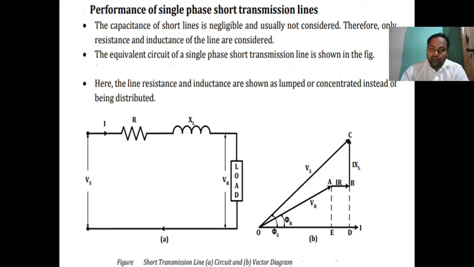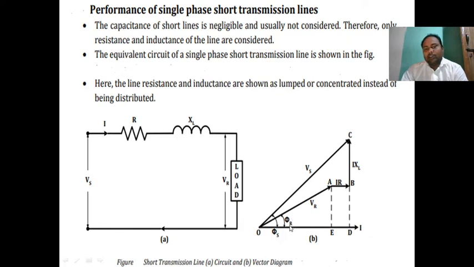So first we draw Vr and IR, or I, because all currents are the same here: IR or IS or I. Vr and IR. How do you draw IR at an angle of phi r?